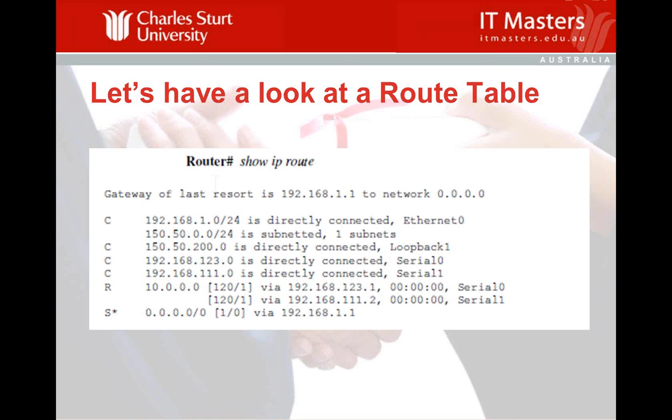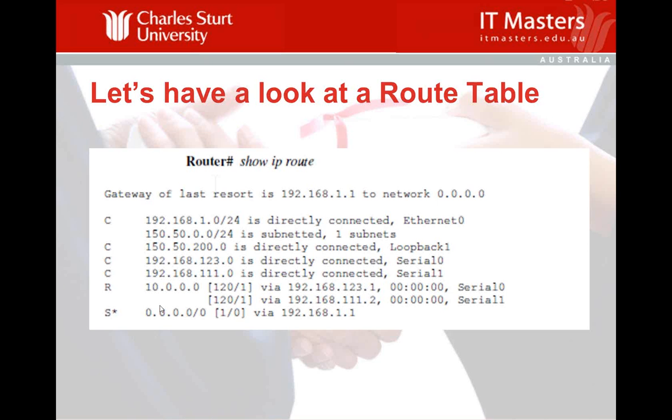So the first number is administrative distance, the second number is the actual hop count. And you can see that we've learnt that RIP route from two neighbours. We've learnt it via 192.168.123.1 over serial 0, and we've learnt it from 192.168.111.2 over serial 1. And they're both showing the same metric. So both of those routes are currently in the route table.